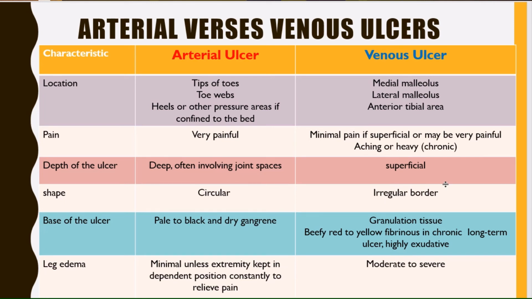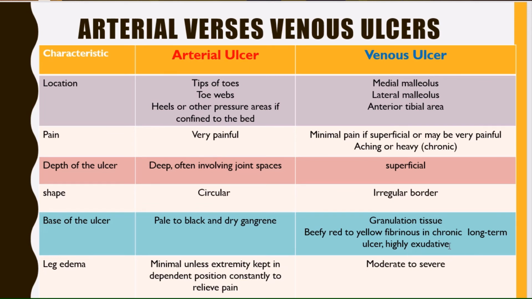But venous is superficial. Shape is circular, and arterial is kind of a punched out kind of shape, really circular, but here it is irregular. Base of the ulcer is usually pale. Remember, there is no blood supply, but here you can see it's kind of granulation tissue, beefy red. But it has a lot of exudate, or like a lot of drainage coming through here.